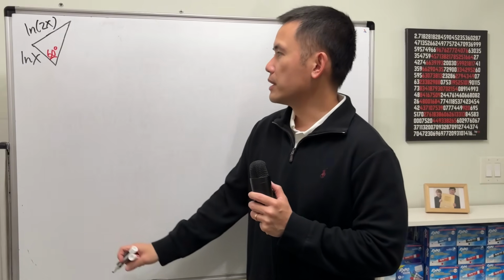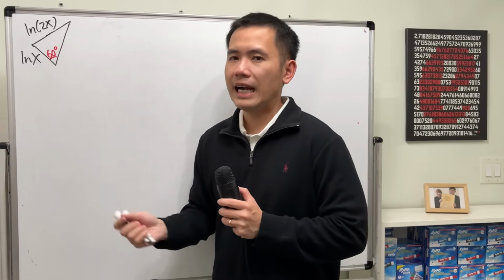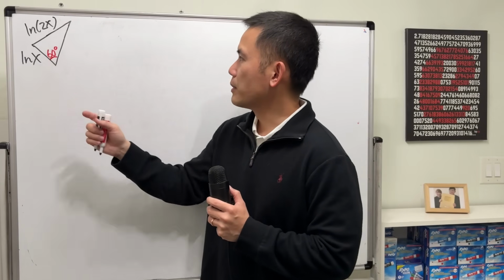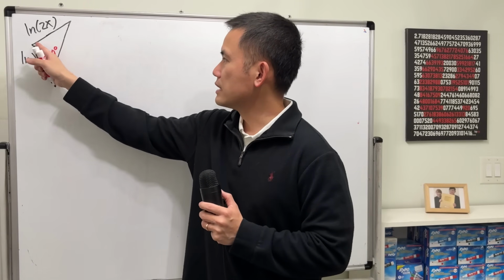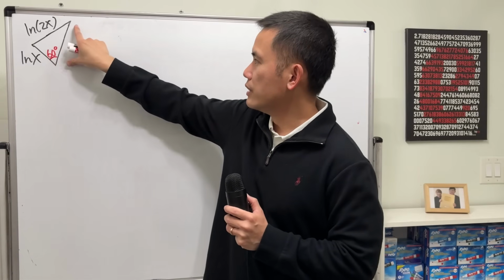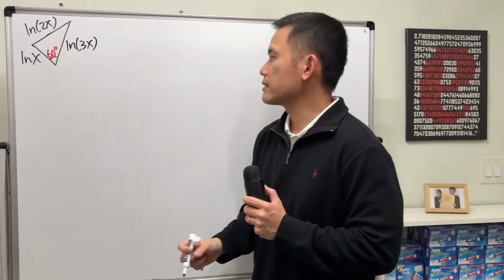And the reason for that is because once this is 60 degrees, that means this and that together have to add up to 120 degrees. So you can just think about it as maybe you have 50 here and 70 here, or 40 and 80 here. So this side will actually be the largest. So ln of 3x, like that.